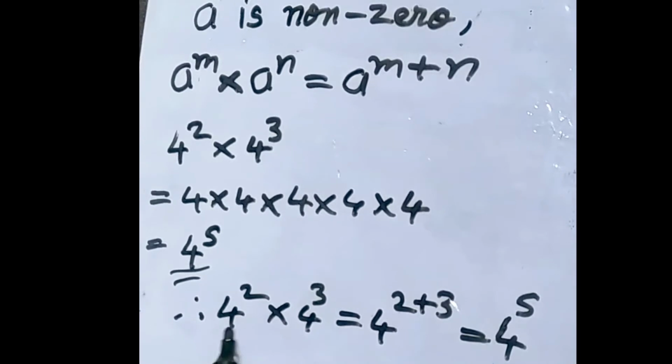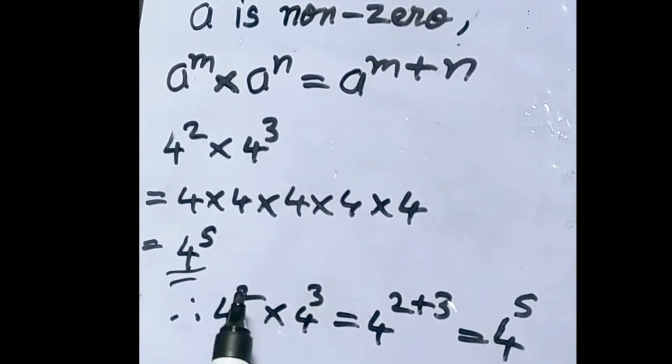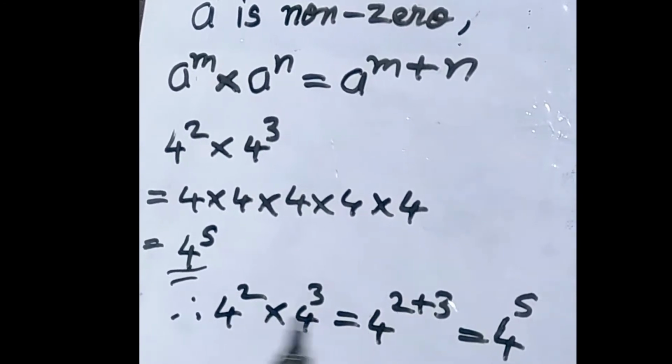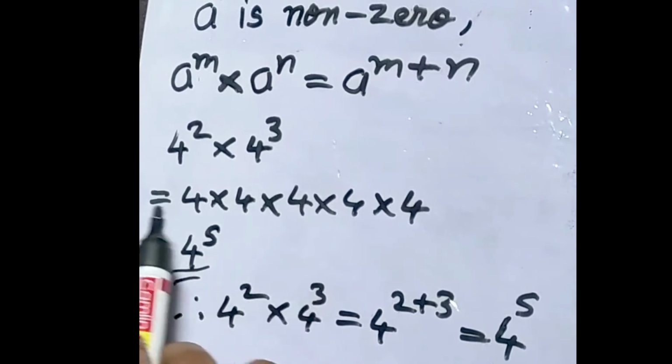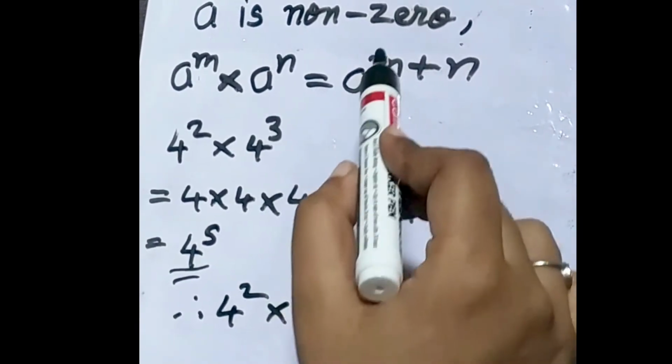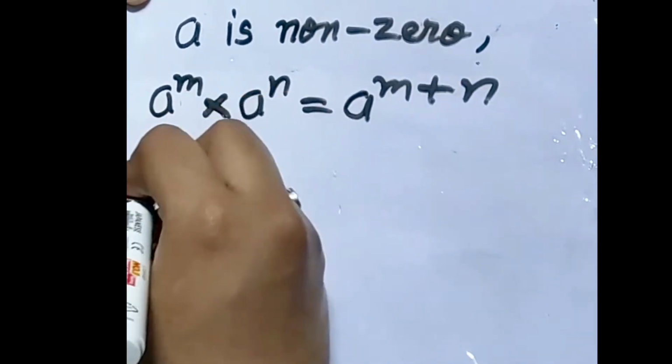4 in, see here there is multiplication and both the bases are the same, so we can add the indices. So 4 raised to 2 plus 3 is what? 5. That only we have got here. See, instead of doing this calculation we can directly use this rule. Okay, now see one more example.